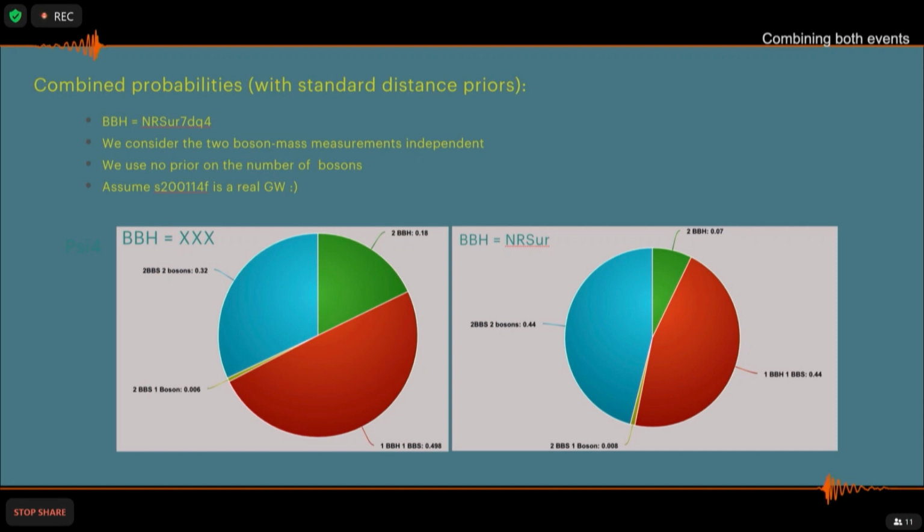So the probability that two are black holes is pretty small. It's at the 0.07 level. And because the two masses are not very consistent, the probability that you have two boson star mergers described by the same boson is also quite small. The probability to have two black holes gets larger when you choose as a black hole model the one that gives you the best fit to the data, namely, in this case, phenomenological models. And this is at the 20%.